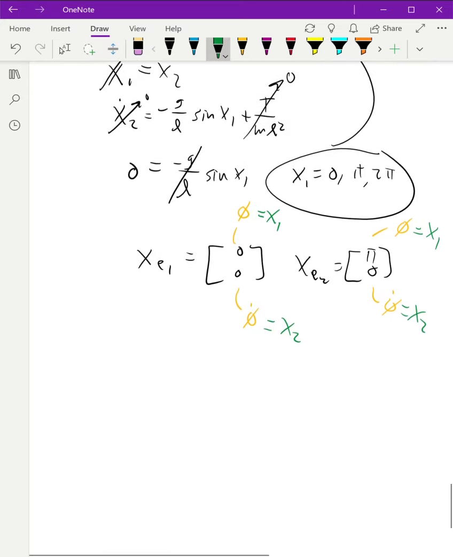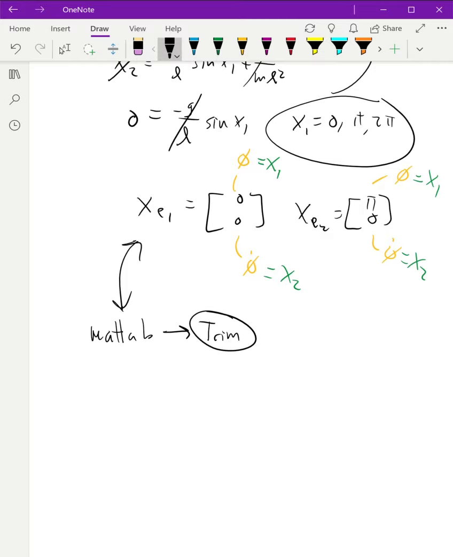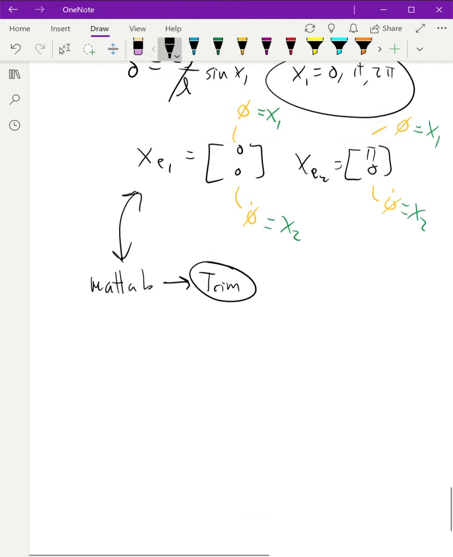Okay, let's talk about linearization. So we've found state space, we have found equilibrium points, and now let's talk about linearizing about the equilibrium points. Oh, before I move on, I'll mention that to double check your equilibrium values in MATLAB, you use the trim function. Okay, and then I'll talk about how to double check the linearization in MATLAB later.